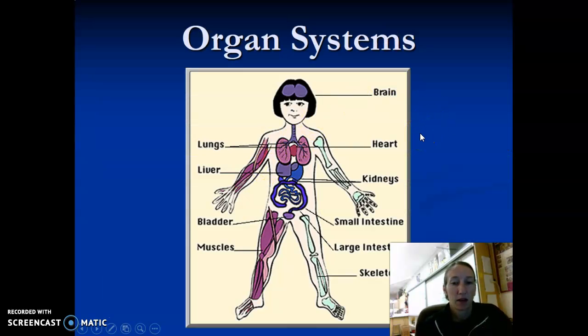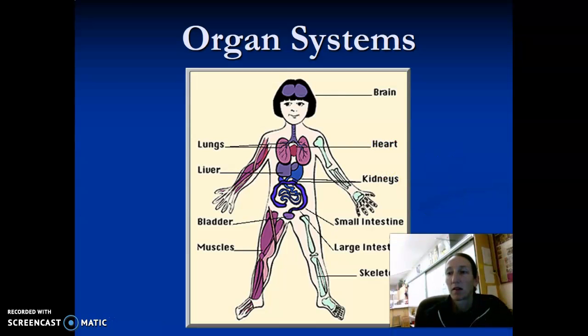Okay, this is where we get into the digestive system, but I'm going to make a different video for this because this one's running out of time.